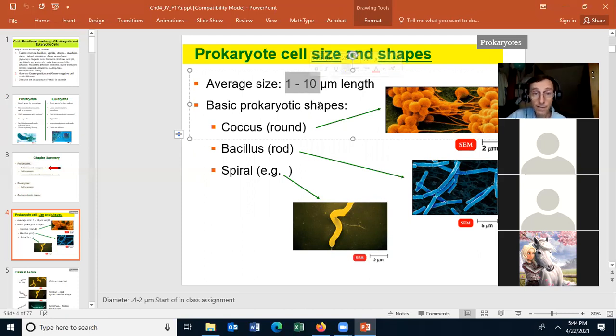Prokaryotic cells have 3 basic shapes. There are coccus, which are round ball-shaped cells, right there. There are bacillus, which are rods, and there are spirals, spirilla shown here. Those are the 3 basic prokaryotic shapes. Most of the cells have these shapes or some derivative of these shapes. And I'll talk a little bit more about that in just a bit.